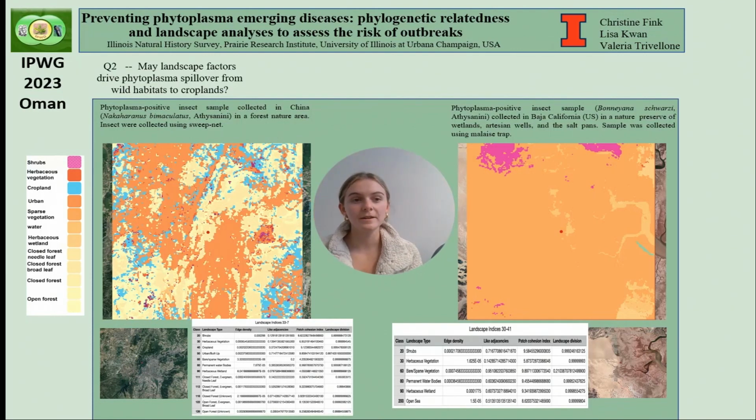To answer the second objective, we used QGIS landscape analysis to analyze the risk of outbreak from 2 positive samples. The map to the left shows that the sample was collected in a closed forest and several scattered small croplands were present in this landscape. The sample in the map to the right was collected on a natural grassland of sparse vegetation, and no cropland within the 12-kilometer buffer was present. Therefore, the risk of outbreak is much higher in the landscape in China, which showed higher cropland edge density, higher like adjacencies, and patch cohesion indices.